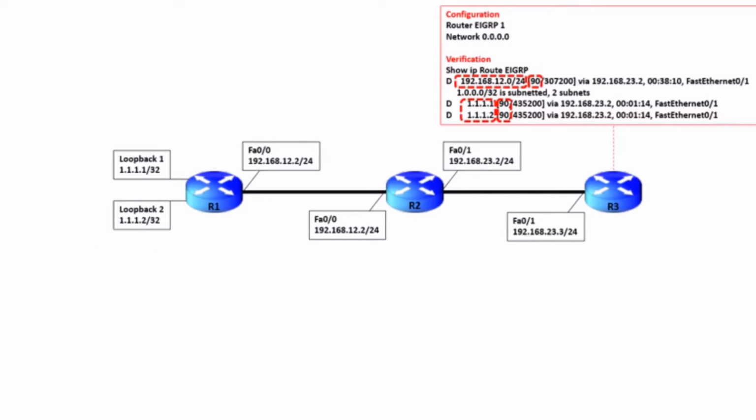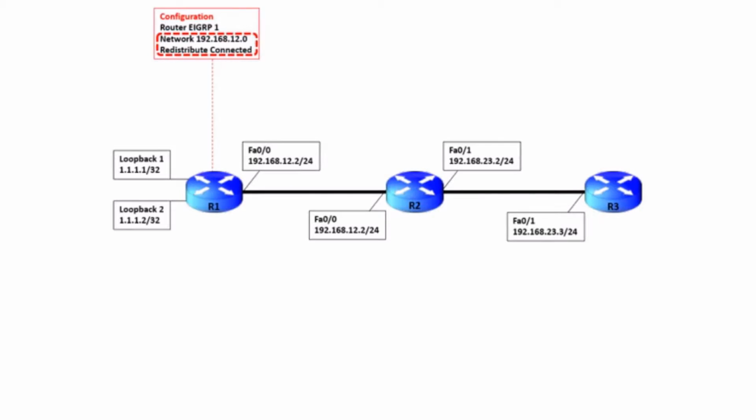Let's see how R3 shows the output. Again, it's the same. All the EIGRP routes are shown as internal with an administrative distance of 90. Now, let's see what happens if we redistribute R1 loopbacks with the command redistribute connected.